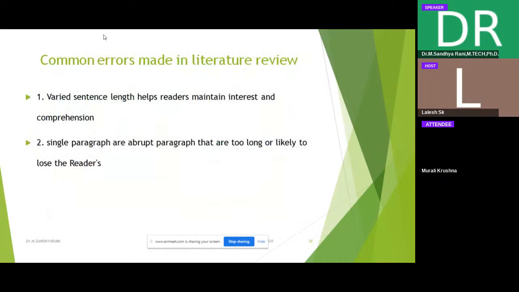Common errors made in literature review. There are many errors in a literature review. You just go through it. I'm not going into detail about it. Just go through it.